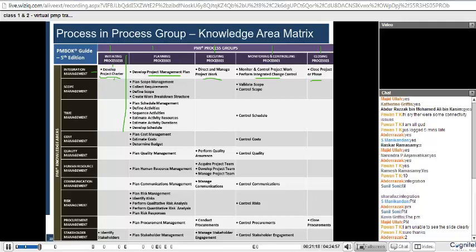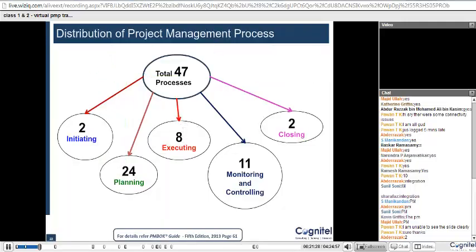Okay, so this is basically what we have to cover in the next sessions, all 8 sessions. So this is what we are going to cover. In total there are 47 processes. 2 belong to initiation, 24 to planning, 8 to execution, 11 to monitoring and controlling, and 2 to closing. This is just the distribution.